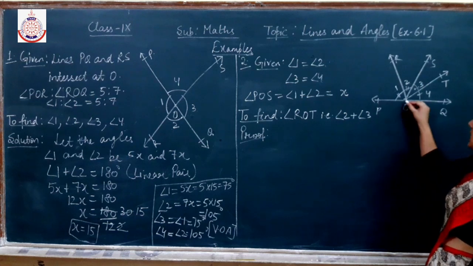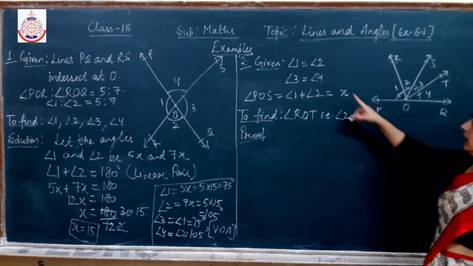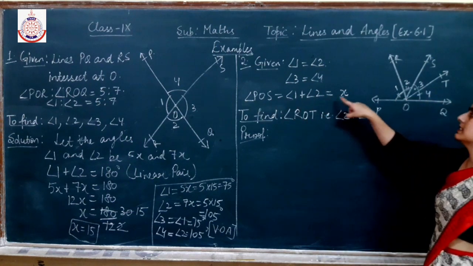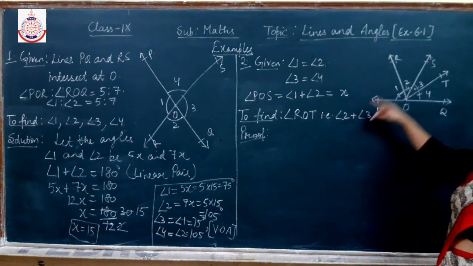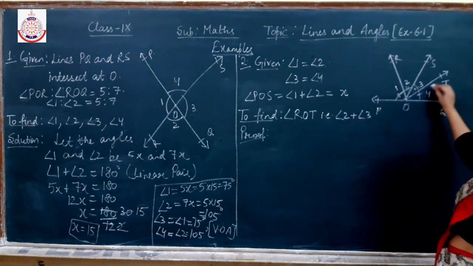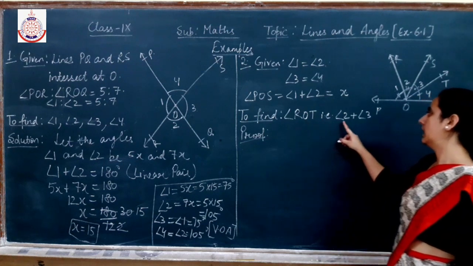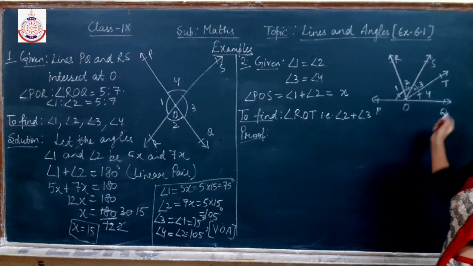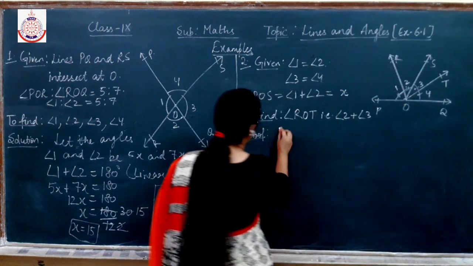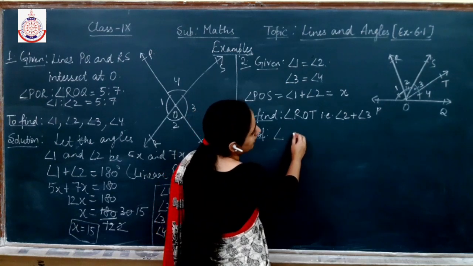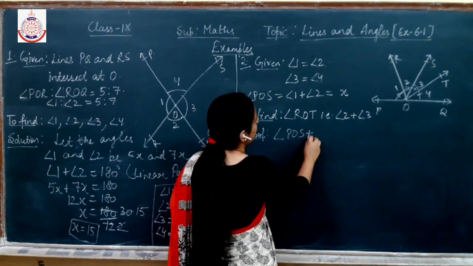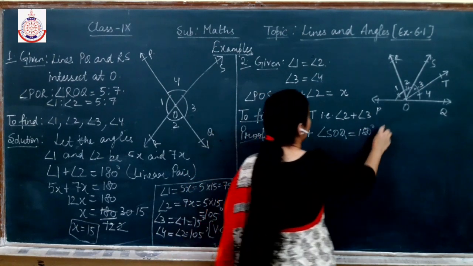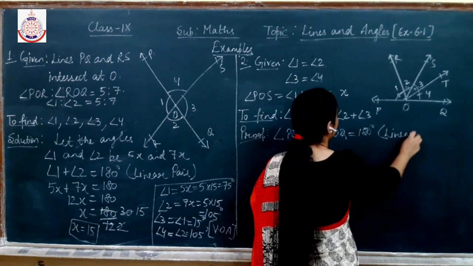And this is given angle POS. Now according to this figure, angle POS is equal to angle 1 plus angle 2. The value is given to me as x. And I have to find out angle ROT. That means I need to find out the value of angle 2 plus angle 3. Now, because POQ is a straight line, I can write angle POS plus angle SOQ is equal to 180 degree. Again, the reason is linear pair.